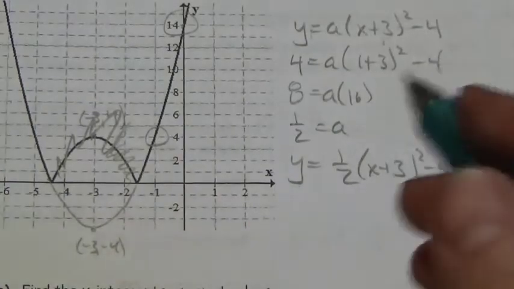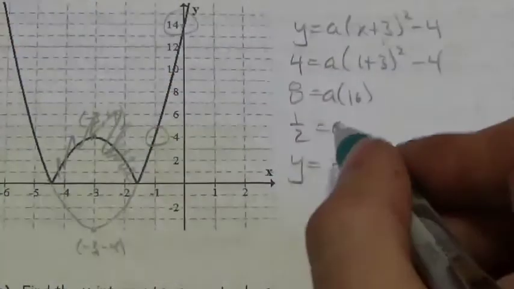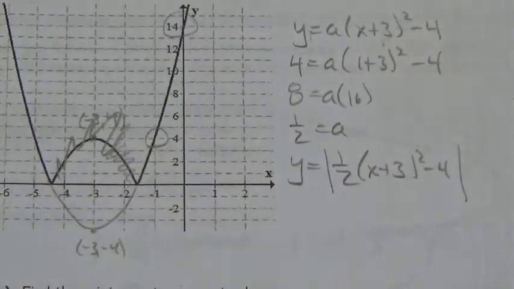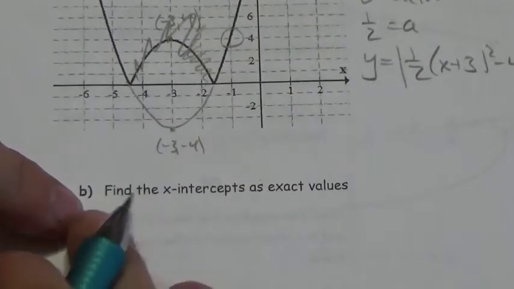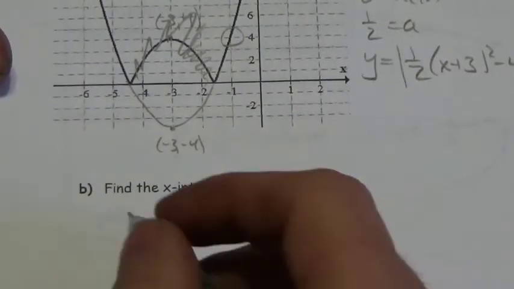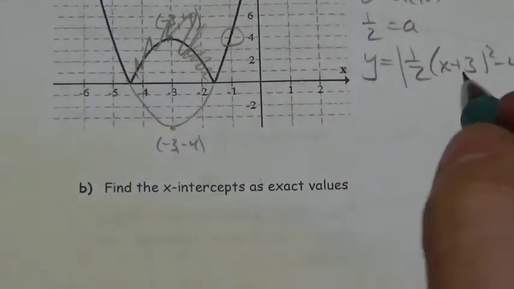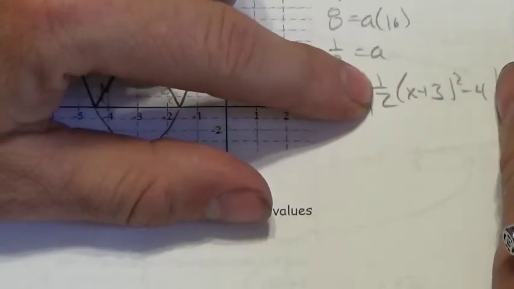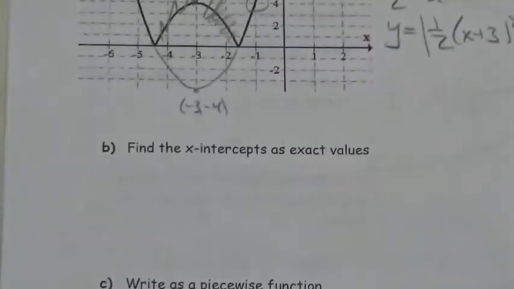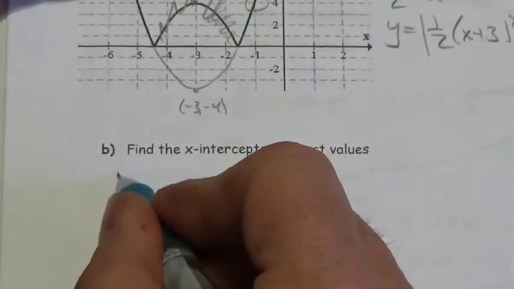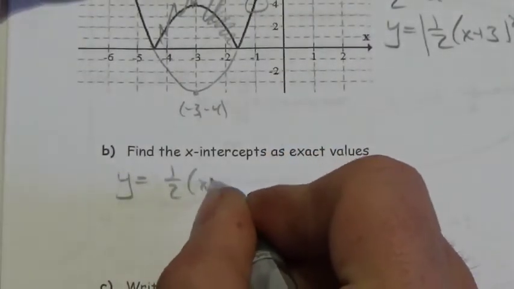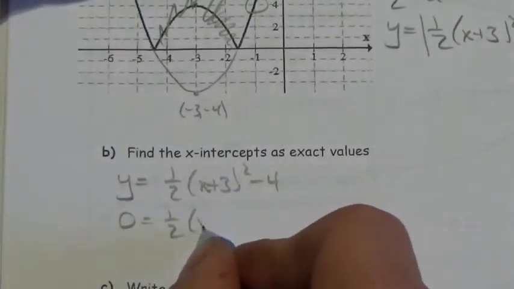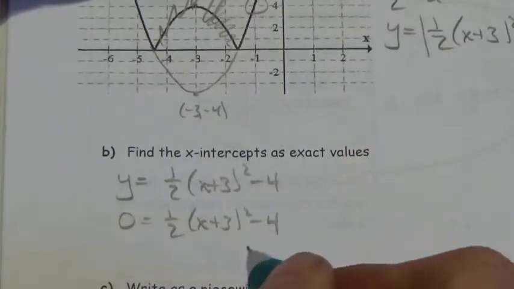And now to create the graph of the original function that I saw here, I'm just going to put absolute values around that. Boom, there we go. Now the first question I'm getting asked about this is determine the x-intercepts as an exact value. Now, bearing in mind that the absolute value function and the function without the absolute value will have the exact same x-intercepts, that's what I'm going to do here. So I'm going to look at 1/2(x + 3)² - 4, and I'm going to find the x-intercepts of this guy right here.